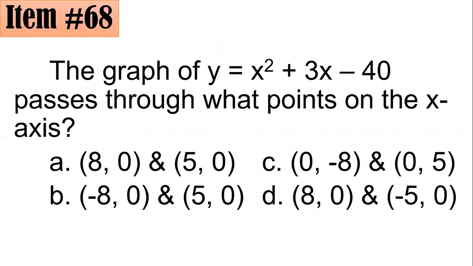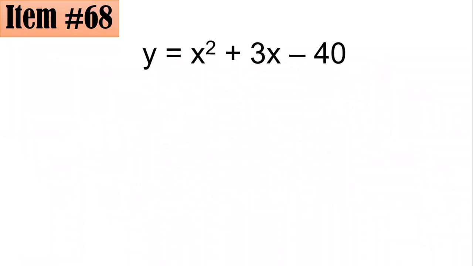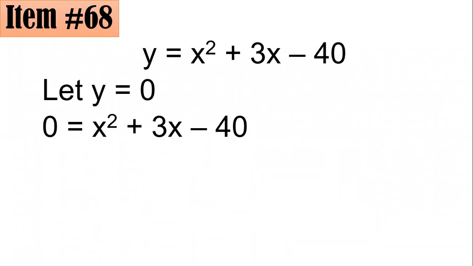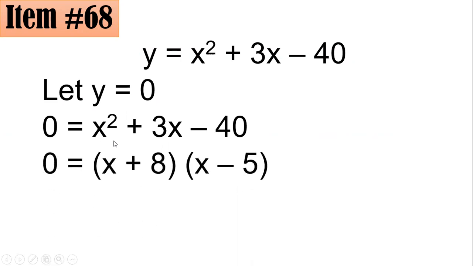We know that kung sa x-axis, the value of y is 0. Tama po ba? Kung ang isang point ay nasa x-axis, the value of y is 0. So tama po, Sir Kim. With that po, we will substitute y by 0. And with that, you have x squared plus 3x minus 40 is equal to 0. And this one po is factorable as x plus 8 times the quantity x minus 5 equals 0.